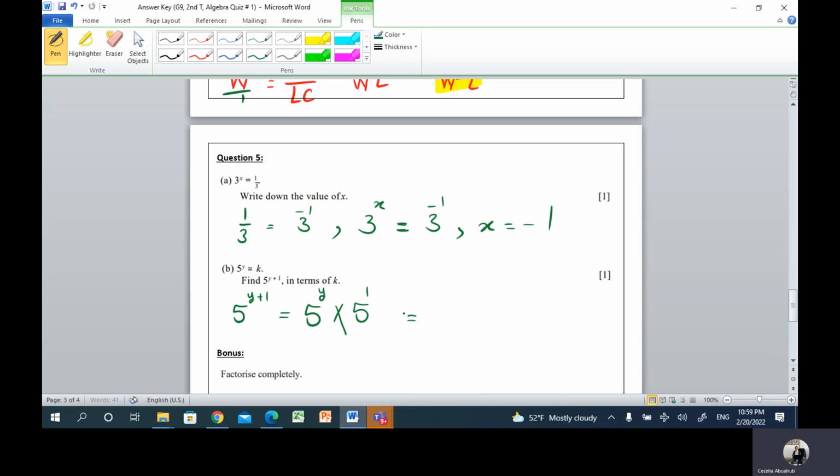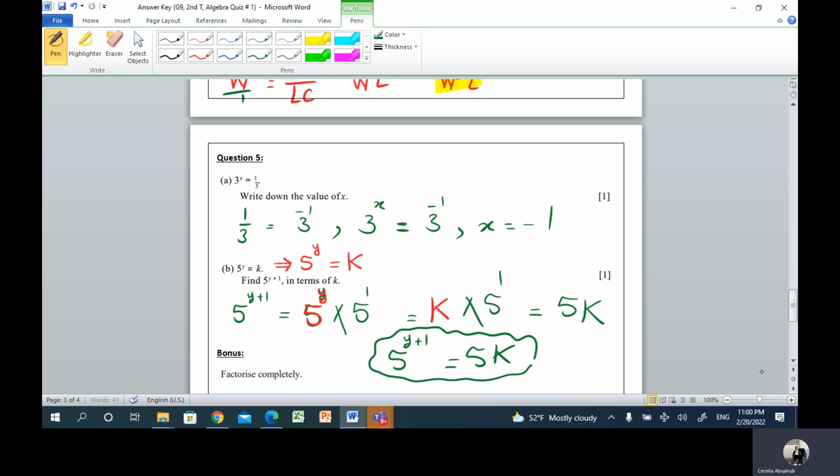Equals to, can we replace 5 to the power of y? I will write it here. Remember, 5 to the power of y is equal to k. So can I replace here the 5 to the power of y with k times 5 to the power of 1? And isn't k times 5 to the power of 1 equal to 5k? So this means that 5 to the power of y plus 1 is equal to 5k. See, so we wrote this expression in terms of k.